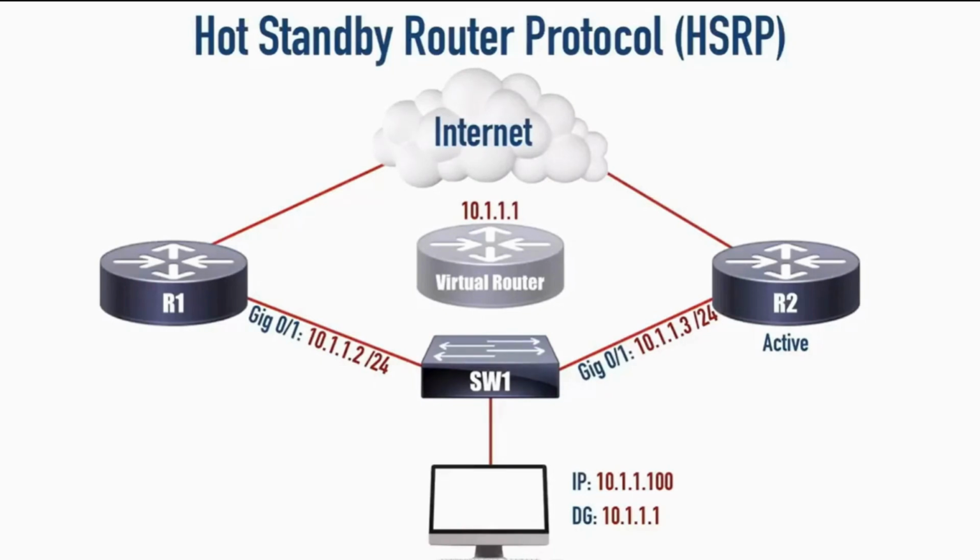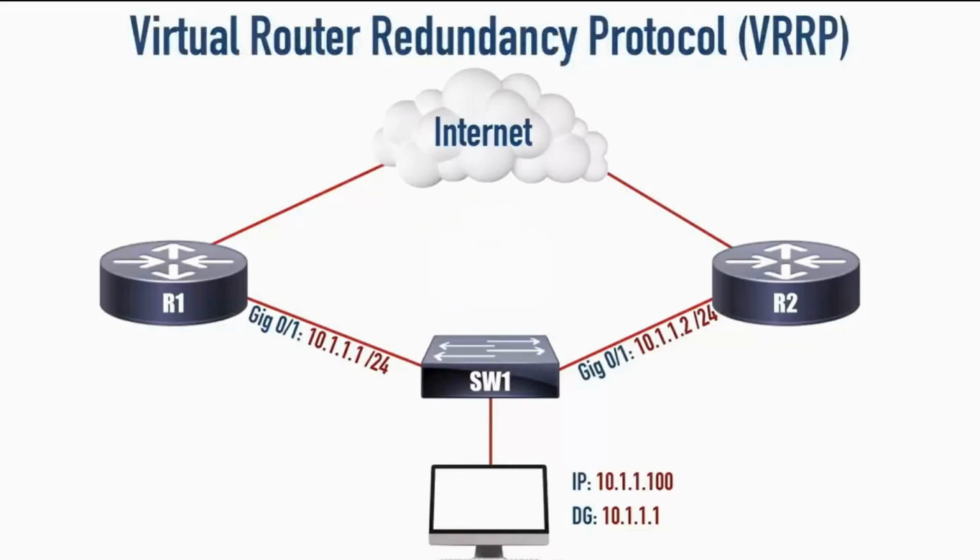If you're in a mixed vendor environment, however, you might turn to VRRP. That's Virtual Router Redundancy Protocol. It's very similar in its mission as HSRP. We're still going to have this virtual router to which we point, and in this example, we still have a default gateway of 10.1.1.1 assigned to that virtual router.